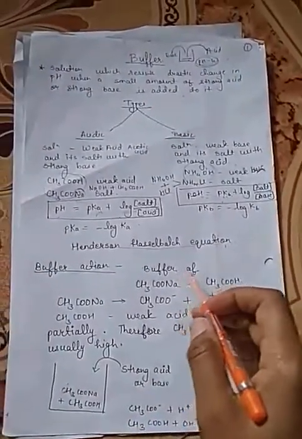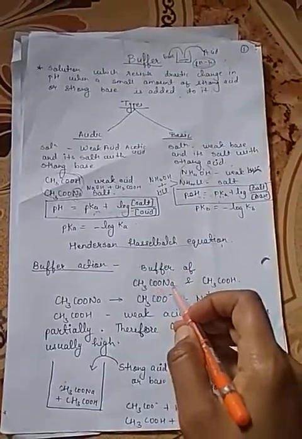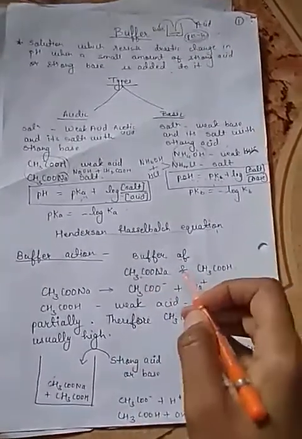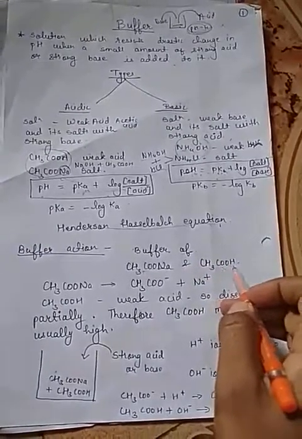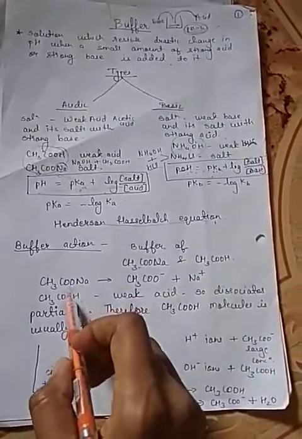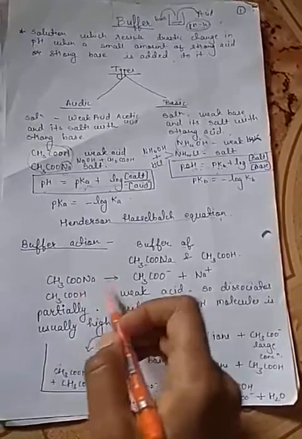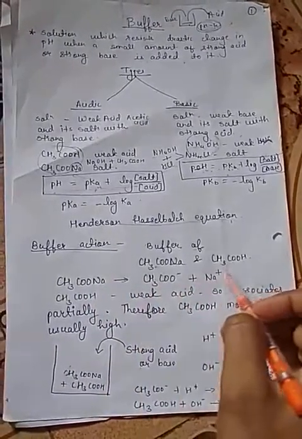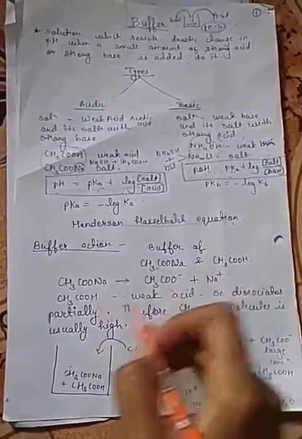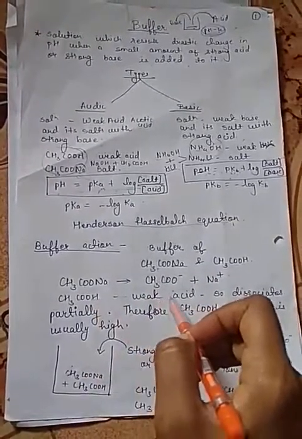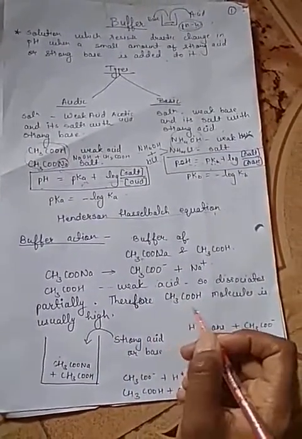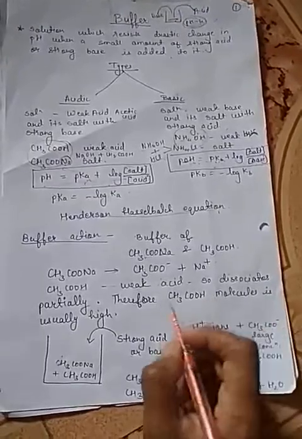So for example, if I have a buffer of sodium acetate, that is CH3COONa, and acetic acid, CH3COOH. When you add CH3COONa in water, it dissociates into CH3COO minus plus Na plus, and this is a weak acid. As it is a weak acid, it does not dissociate completely, it dissociates partially. Therefore, it will have some CH3COOH molecules which will be in high concentration.